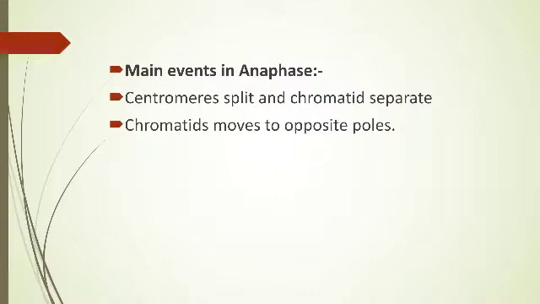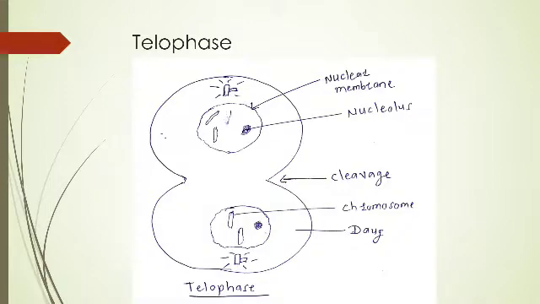Okay, we already have seen the centromeres get split, and how these centromeres get split, that also we have seen. The cohesin protein is broken down by securin and another protein called separase. Both these proteins perform that function. And second point, chromatids move towards the opposite poles, that also we have seen. So with this, the anaphase is finished. That means what happened in the anaphase is that finally the sister chromatids move towards the opposite poles.